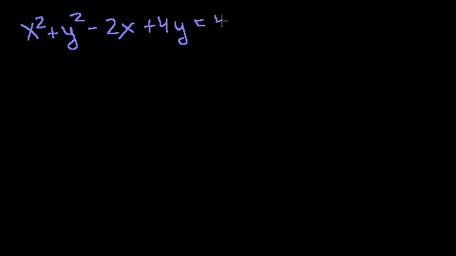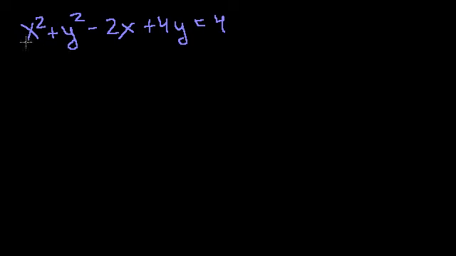Let's see if we could do a couple more of these conic section identification problems. So I have this problem, x squared plus y squared minus 2x plus 4y is equal to 4. The first thing I like to do is just try to figure out what type of conic section this will be. This is my x squared term, my y squared term. They're on the same side of the equation, and they both have positive coefficients. So this tells me that we're going to be dealing with an ellipse.